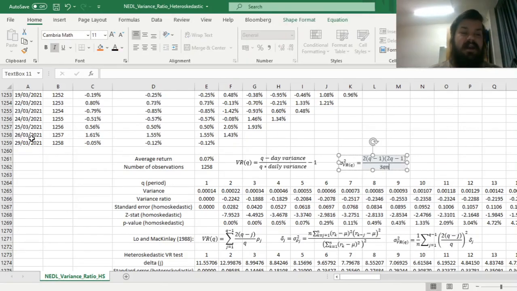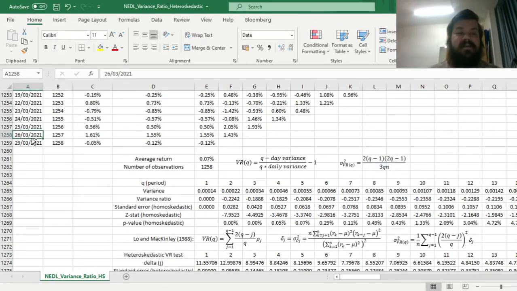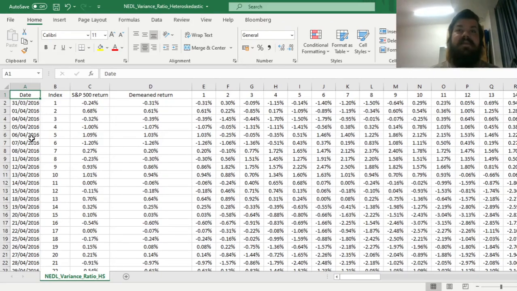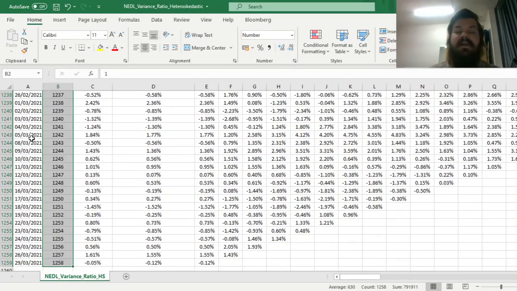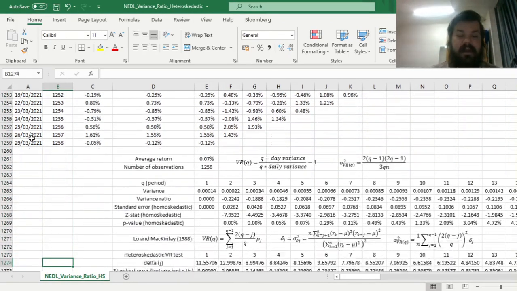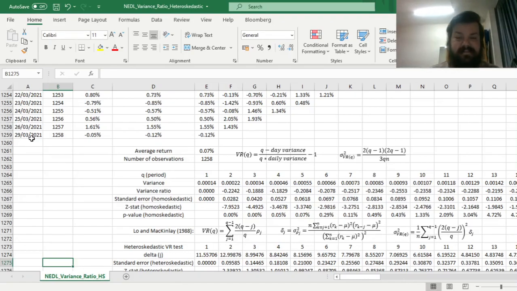And today we will, as usual, test for market efficiency using the variance ratio test for the S&P 500 over the 5-year period from the end of March 2016 until the end of March 2021. And we have 1,258 returns, as usual, corresponding to 5 years.